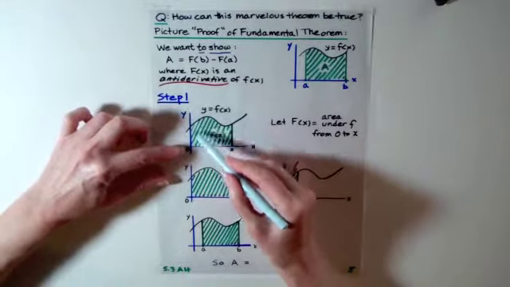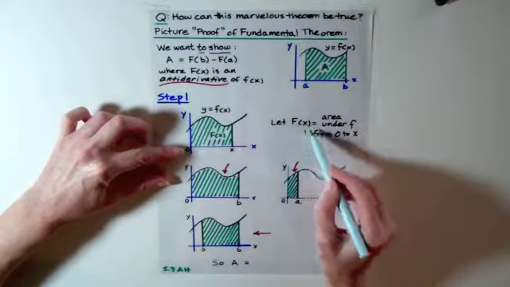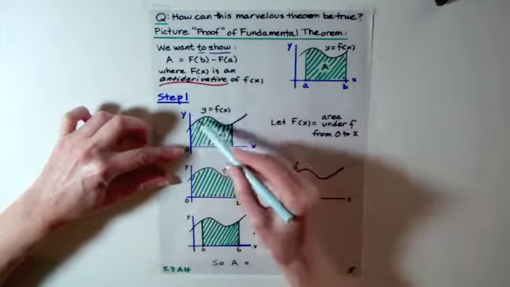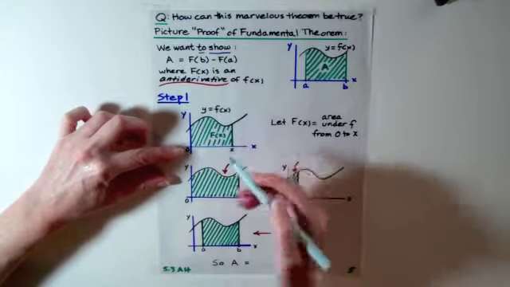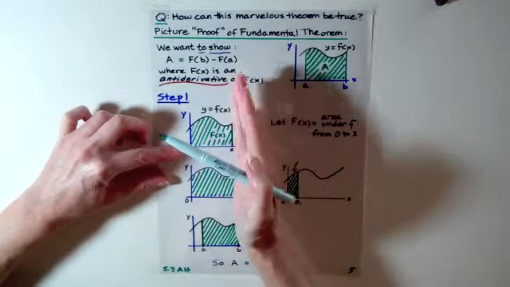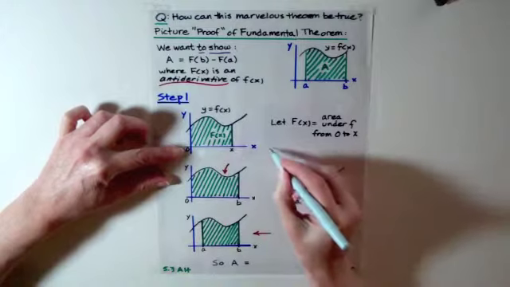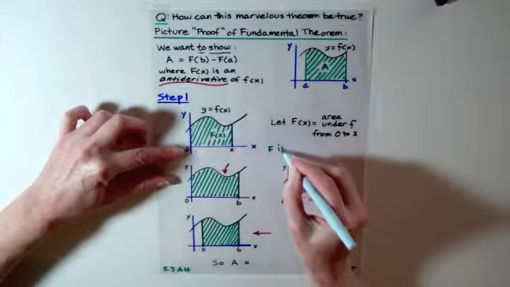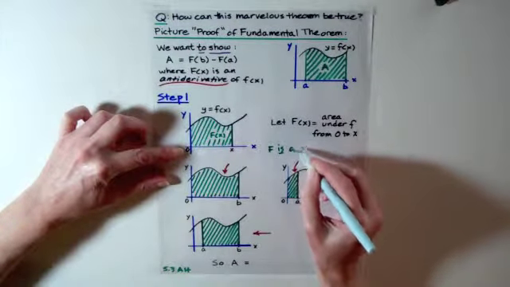So it counts basically the output value of this function capital F is how much green area there is under the curve from 0 up to x.